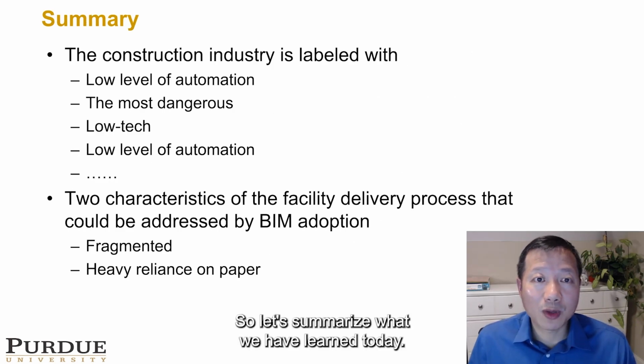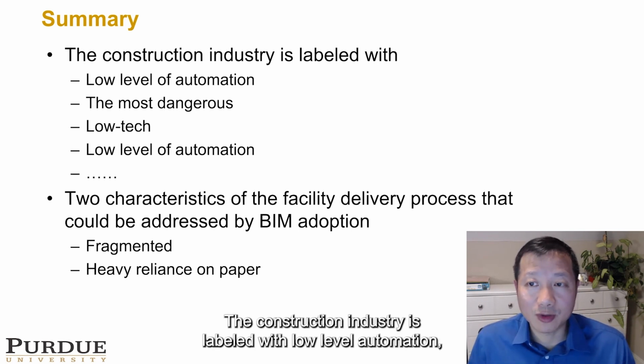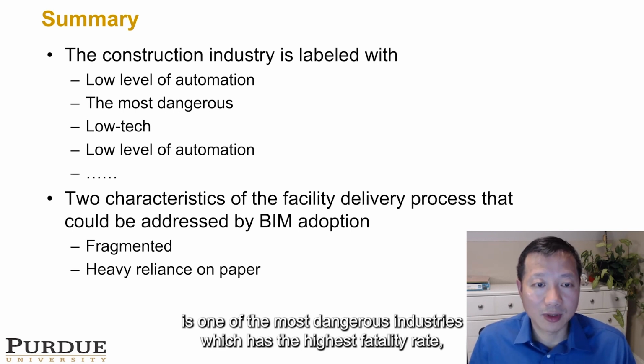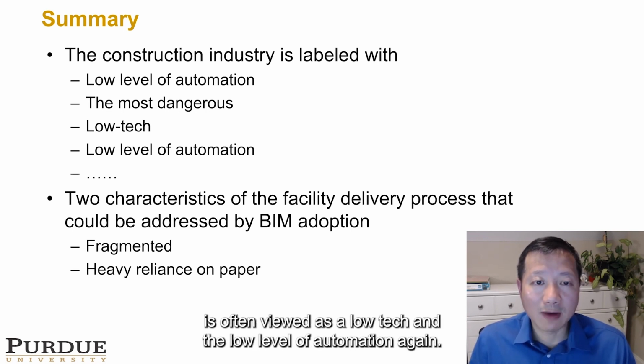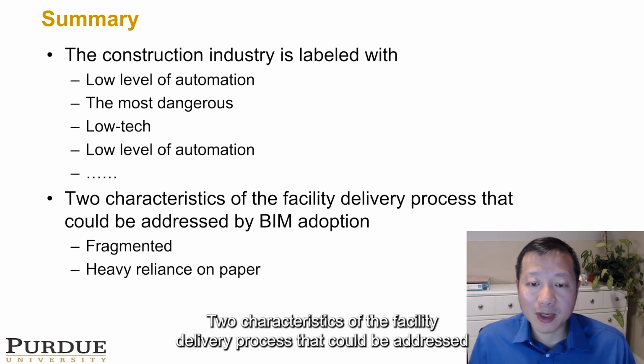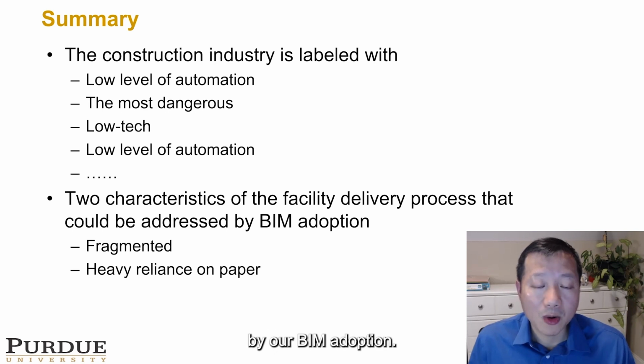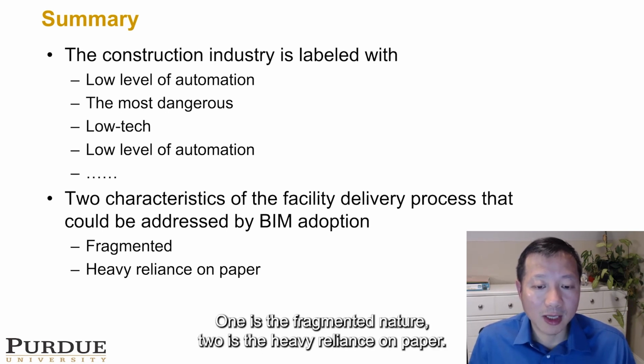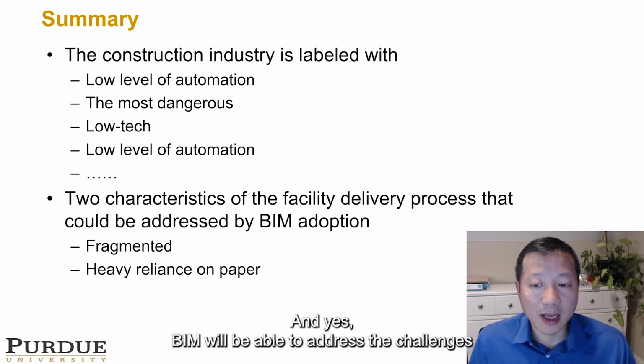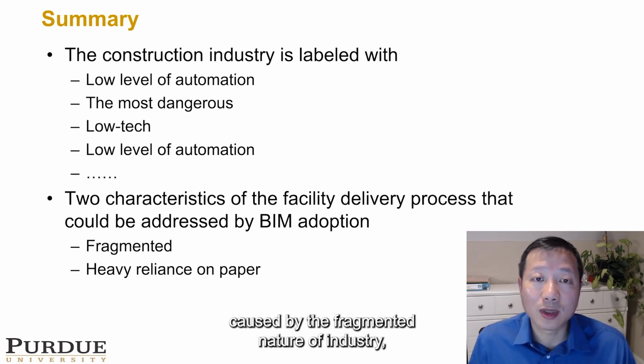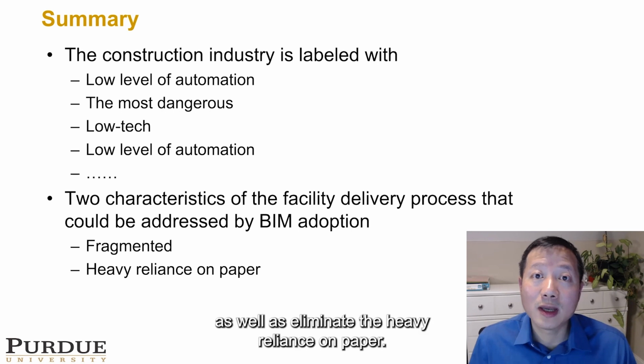So let's summarize what we have learned today. The construction industry is labeled with a low level of automation, is one of the most dangerous industries with the highest fatality rate, and is often viewed as low tech. Two characteristics of the facility delivery process could be addressed by BIM adoption. One is the fragmented nature. Two is the heavy reliance on paper. And yes, BIM will be able to address the challenges caused by the fragmented nature of the industry, as well as eliminate the heavy reliance on paper.